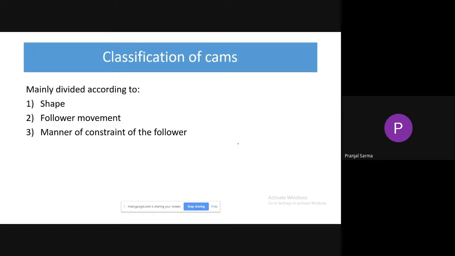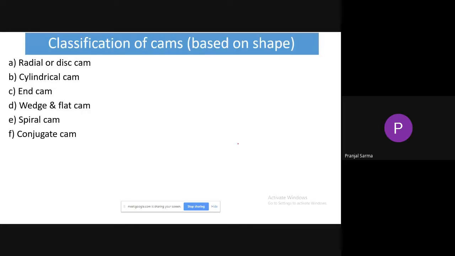Now there are different classifications of cams, and different classifications of followers also. Most of the time, the classification of cams is divided according to shape and how the follower gets its movement, or the manner of constraint of the follower. Depending on the shape, the look of the particular shape, we have the radial or disc cam. Whatever we have been drawing till now is known as a radial cam or disc cam, also sometimes known as a plate cam.